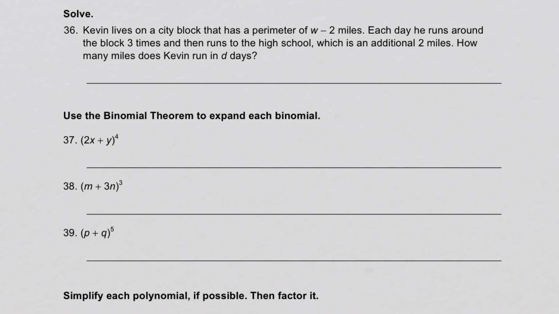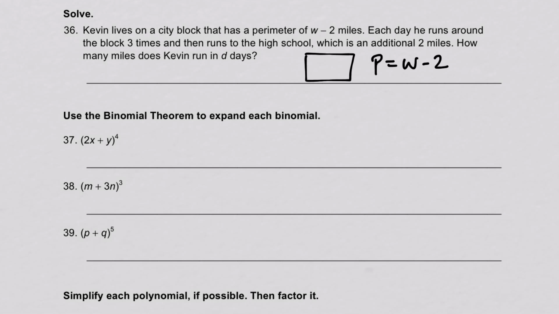All right, 36 is about using expressions to simplify some real-world problems. It says Kevin lives on a city block that has a perimeter of W minus 2 miles. Each day he runs around. You know what, before I continue reading, I'm going to draw the block. There's a city block, and the perimeter, they tell us, is W minus 2.